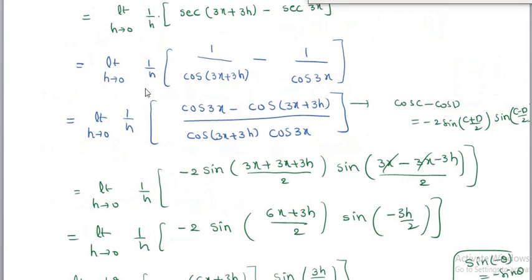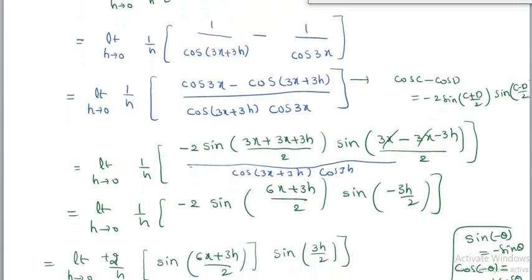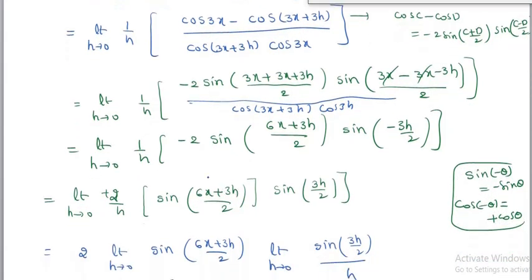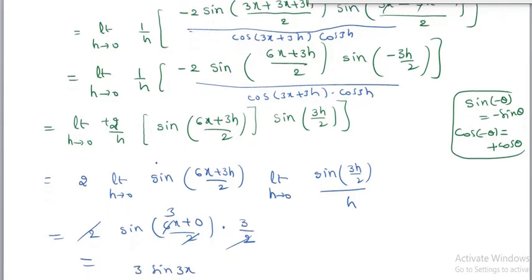So the denominator is missing, sorry. Cos(3x+3h) cos 3x, the denominator is cos(3x+3h) cos 3x.